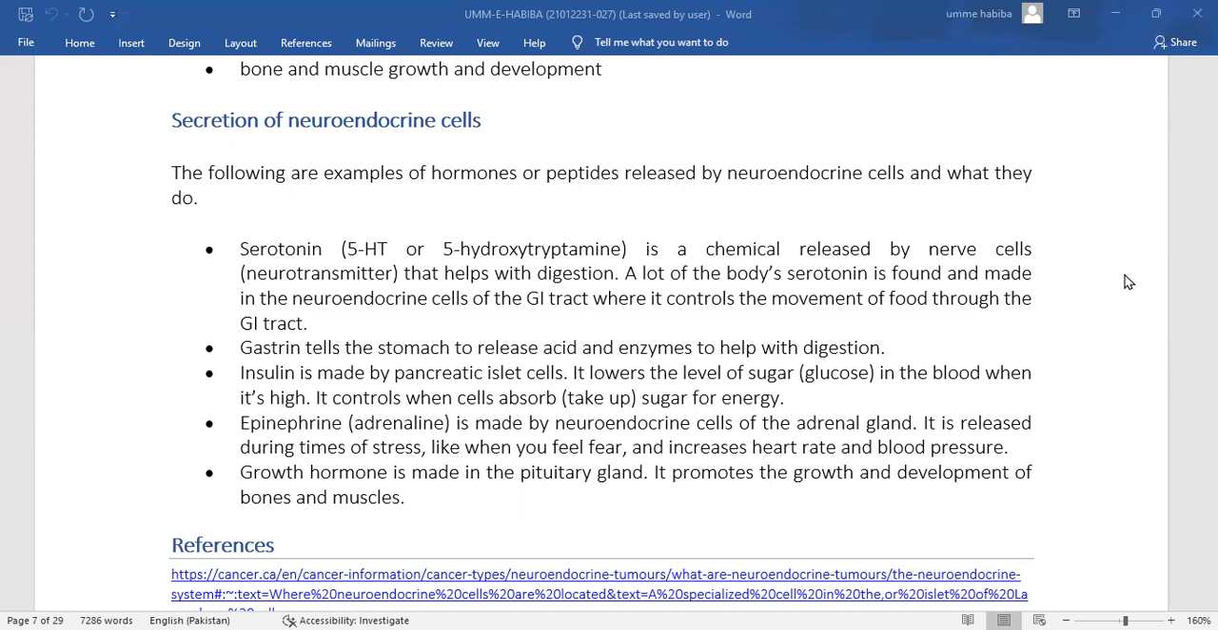Epinephrine, which is also known as adrenaline, is made by neuroendocrine cells of the adrenal gland. It is released during times of stress, like when you feel fear, and increases heartbeat and blood pressure. Growth hormone is found in our pituitary gland. It promotes the growth and development of the bones and the muscles.